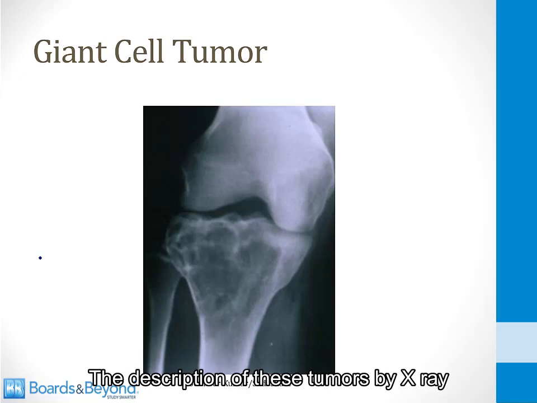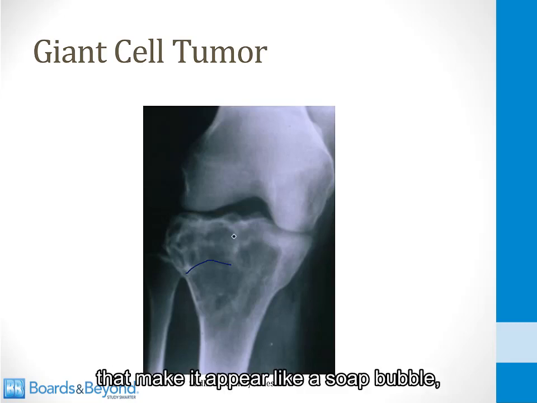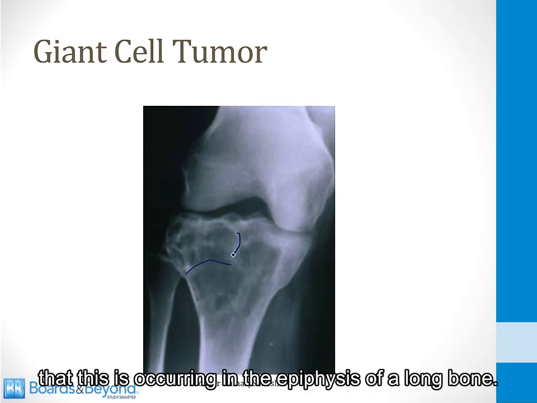The description of these tumors by X-ray is classically called soap bubble, and that's because it's got these little lines that make it appear like a soap bubble. That's not so easy to recognize, but it should be very easy for you to recognize that this is occurring in the epiphysis of a long bone.